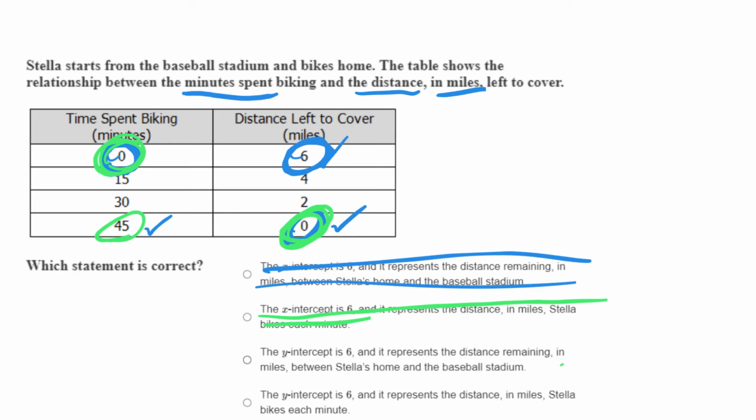All right, so let's keep reading the next one. And the next one says, because that one could be true, the y-intercept is 6, which we just established. And it represents the distance in miles Stella biked each minute. Well, no, that's not the case. We're not talking about her rate. We would have to compute that. So the y-intercept is 6. It represents the distance remaining in miles between Stella's home and the baseball stadium. Makes perfect sense.